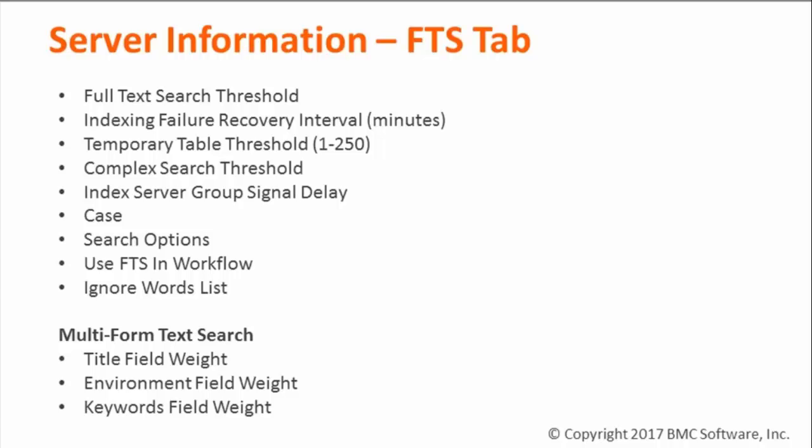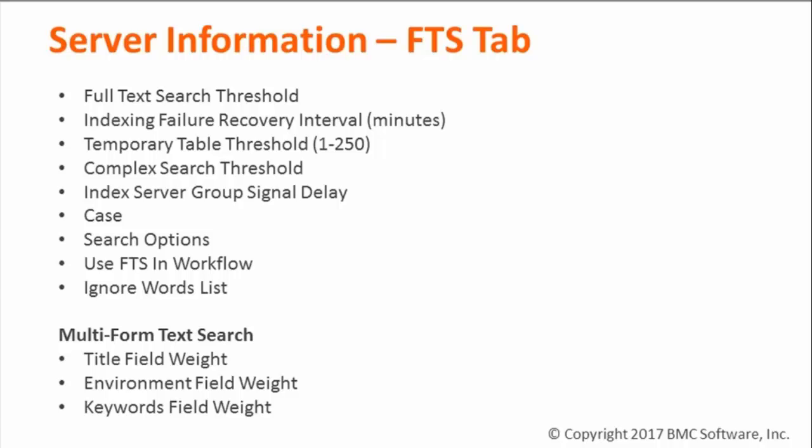The complex search threshold is used during the process of search results, where the server combines results from subqueries to arrive at the final result. If the number of rows created during processing exceeds the default value of 1 million, the server returns an error message indicating the search is too complex.